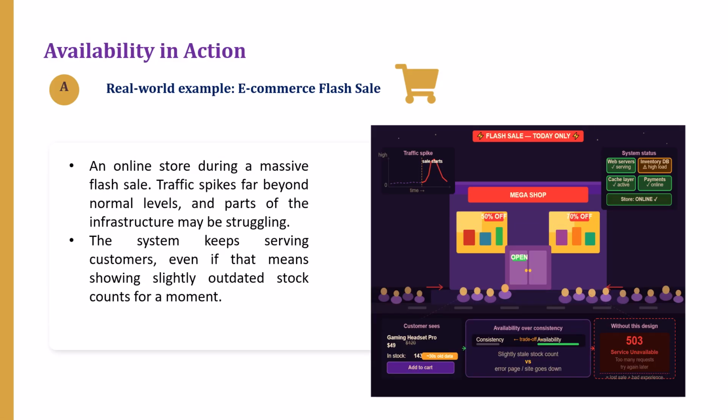Picture an online store during a massive flash sale. Traffic spikes far beyond normal levels, and parts of the infrastructure may be struggling. But the system keeps serving customers, even if that means showing slightly outdated stock counts for a moment, rather than showing an error page or going offline entirely.